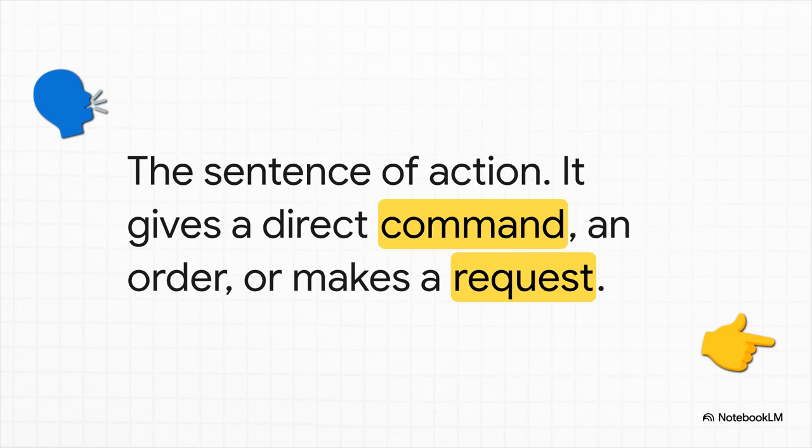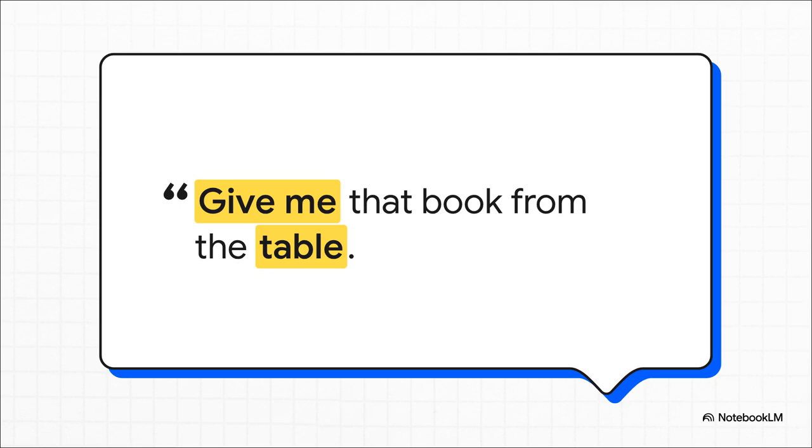And then there's the imperative sentence. This is the sentence of action. This is the one you use when you want to give a command, make a request, or basically just tell someone to do something. A classic example is, give me that book from the table. It's a direct command, right? And here's the cool thing about these. The subject, you, is totally invisible, but it's understood. We know exactly who is supposed to do the giving.